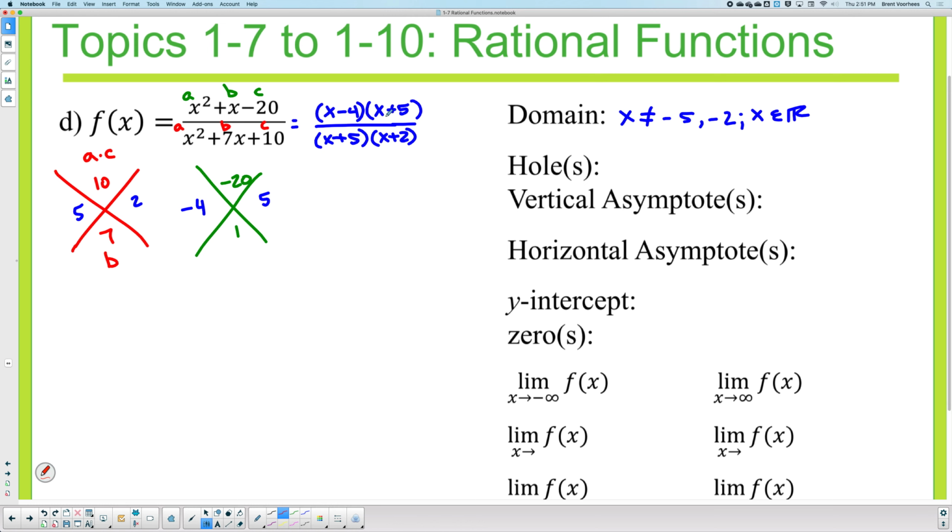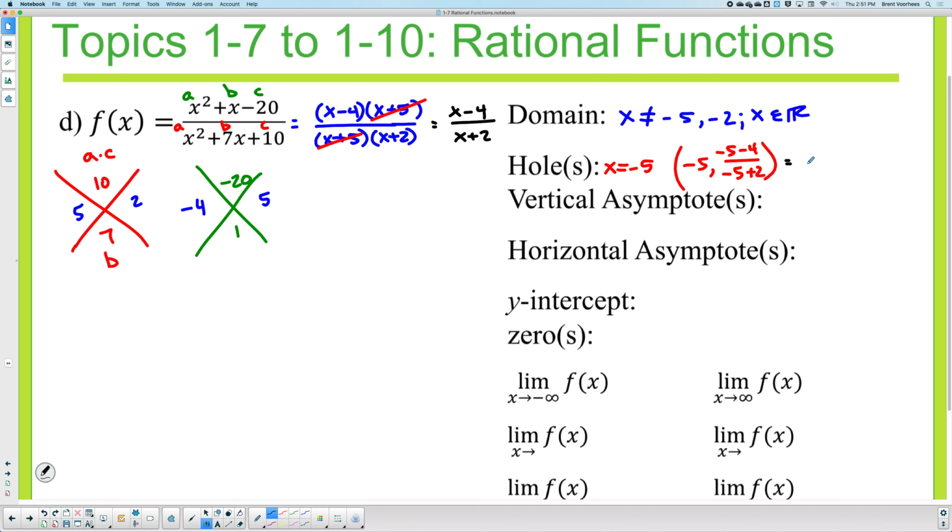Now, looking at it in factored form, I can remove the x plus 5 factor. That means I have a hole when x equals negative 5. To find the exact coordinate, I plug negative 5 into the remaining portion of the problem, so it would be negative 5 minus 4 over negative 5 plus 2. I just plug that value, negative 5, into the simplified form, which is x minus 4 over x plus 2.